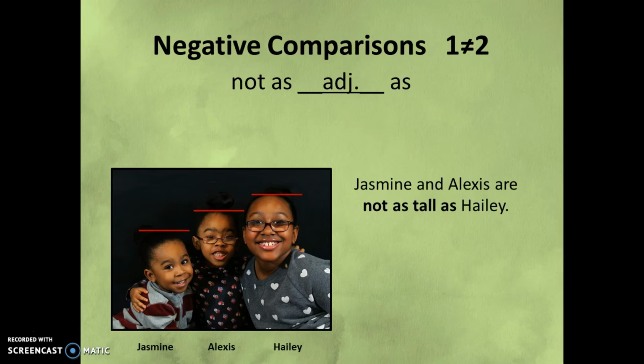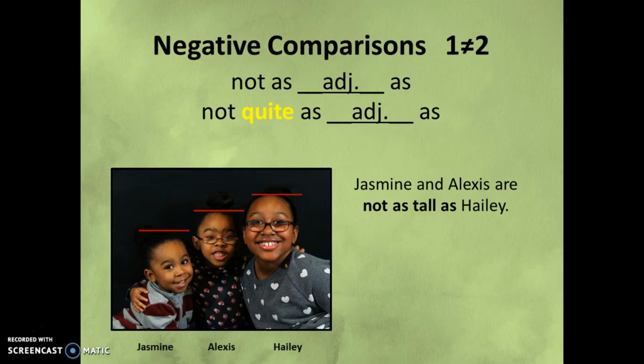In the same way, I could just say one name at a time. I could say Jasmine is not as tall as Haley and Alexis is not as tall as Haley. But I'm just putting them both together in the subject because both of them are not as tall as Haley.